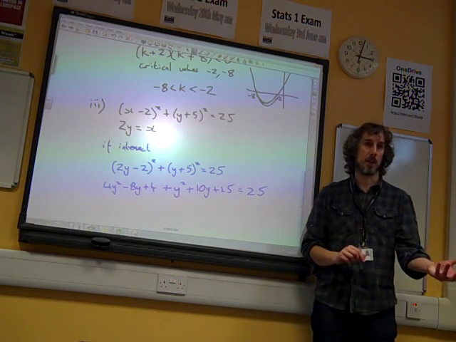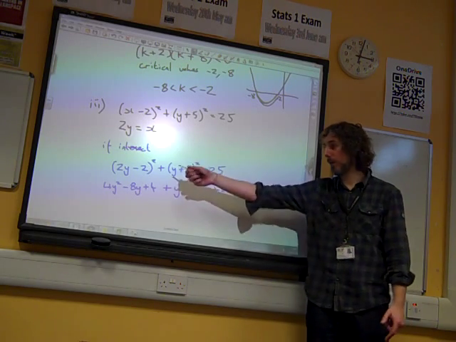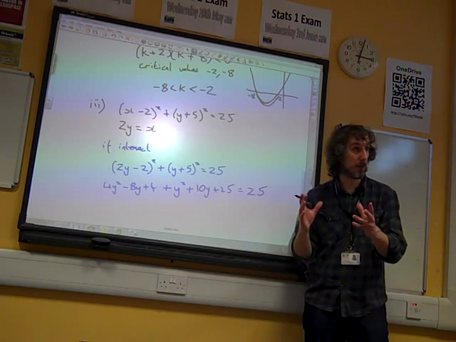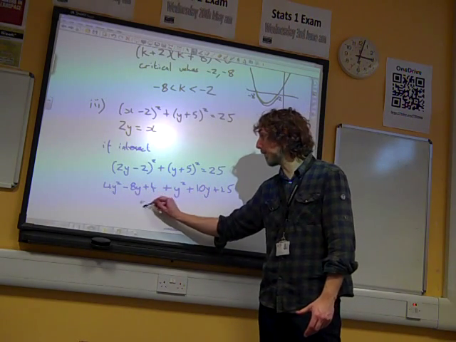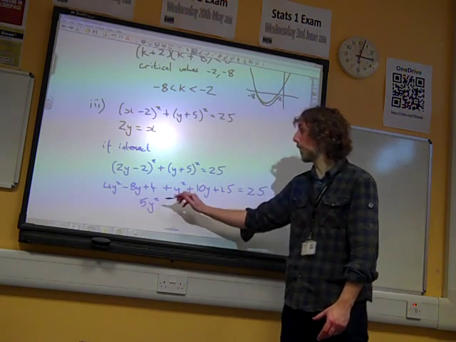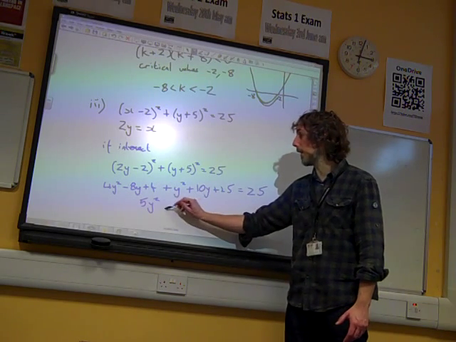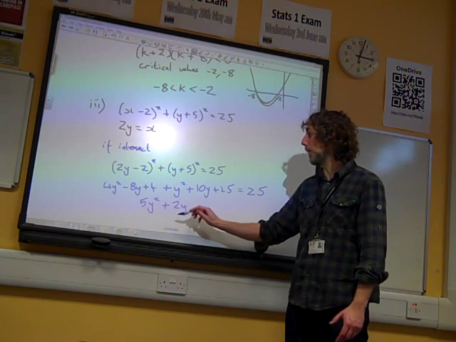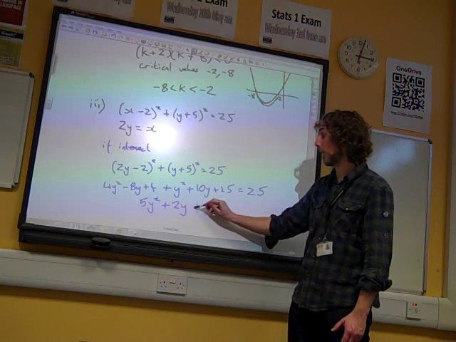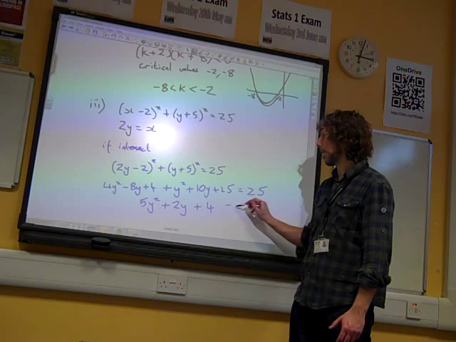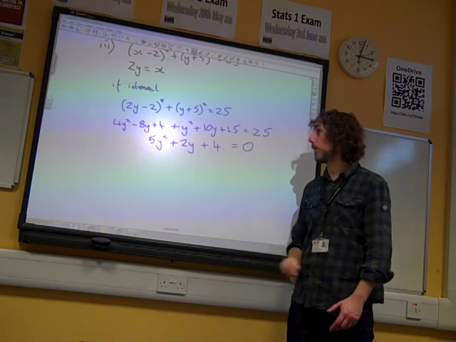Now it's a quadratic, isn't it? Biggest power is 2 in there. We want to collect all the like terms together and see what we can do with it. We've got 4y squared and another y squared, we've got minus 8y plus 10y, and we've got 4 plus 25 minus 25. So we've got an equation that looks like that.